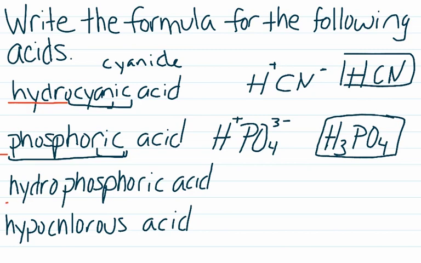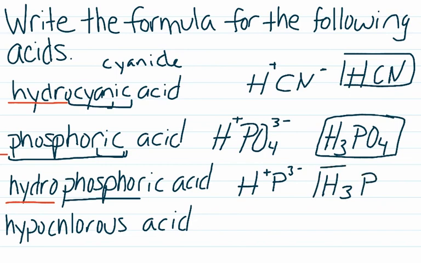The next one has the hydro prefix, so we know it's a non-oxy acid, meaning it doesn't contain any oxygen. It's an acid, so we'll start with H. There's no oxygen, so it's just going to be phosphorus. Here, phosphorus is also 3 minus, hydrogen is 1 plus. So to balance those out, we have H3P. This is hydrophosphoric acid. Now you'll notice that phosphoric acid and hydrophosphoric acid sound similar. The only difference is that phosphoric acid contains oxygen and hydrophosphoric acid does not.